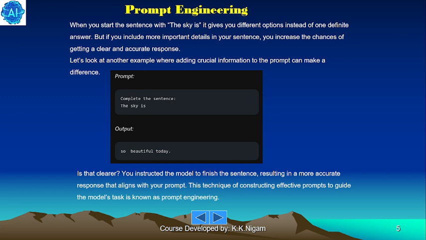But if you include more important details in your sentence, you increase the chances of getting a clearer and accurate response. Let's look at another example where adding crucial information to the prompt can make a difference. Now, the prompt could be, complete the sentence, the sky is. Output could be, so beautiful today. Is that clearer? You instructed the model to finish the sentence, resulting in a more accurate response that aligns with your prompt. This technique of constructing effective prompts to guide the model's task is known as prompt engineering.